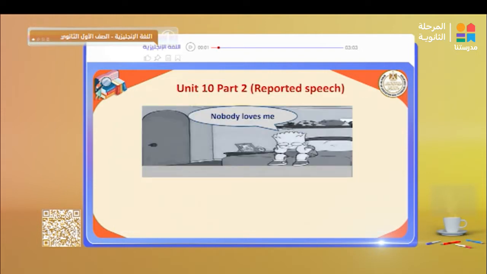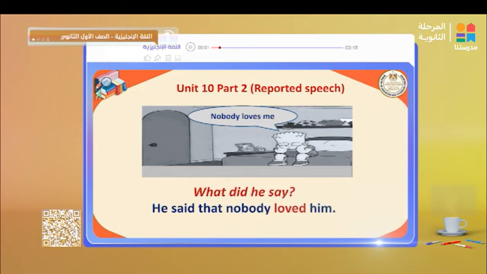Look at this sentence on the screen. Nobody loves me. Someone who is very sad is saying, nobody loves me. How can we report this sentence? How can we tell another person about what the boy is saying? We can say, what did he say? Someone didn't hear what the boy said. So he said, what did he say? He said that nobody loved him.